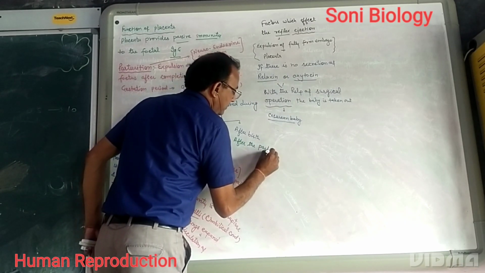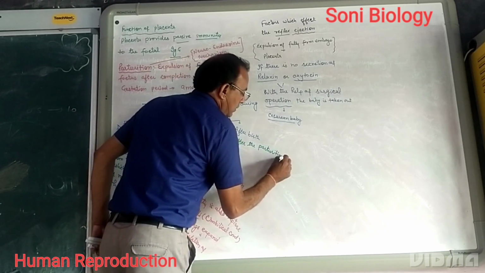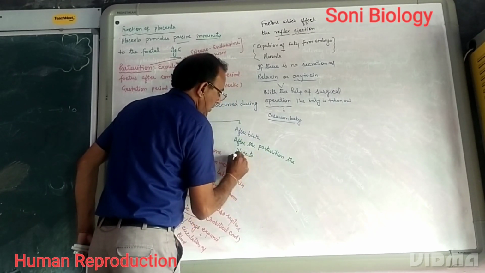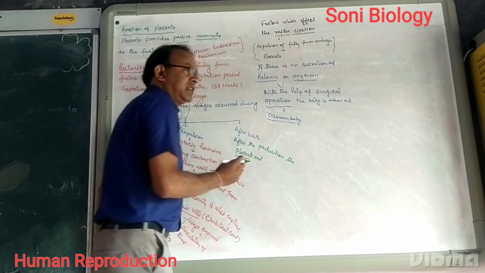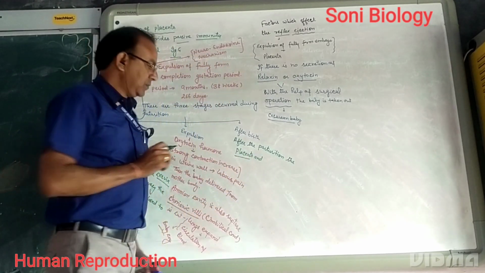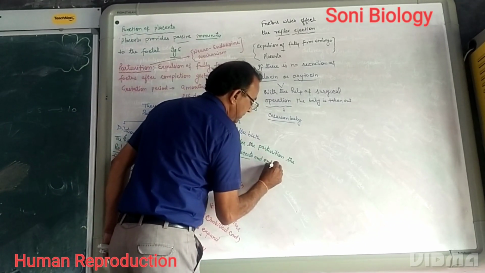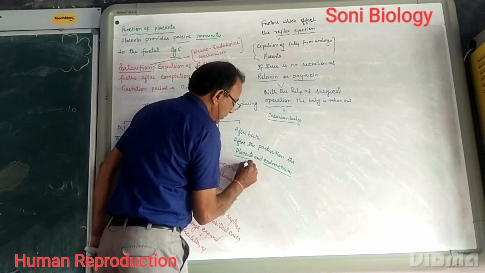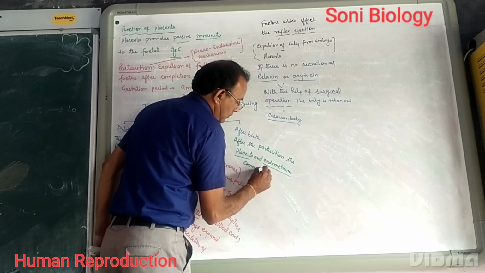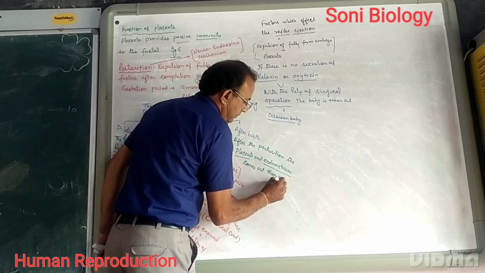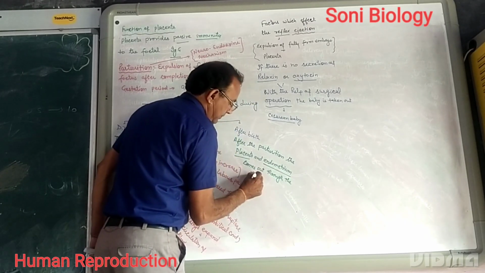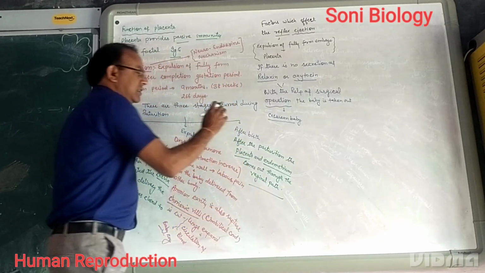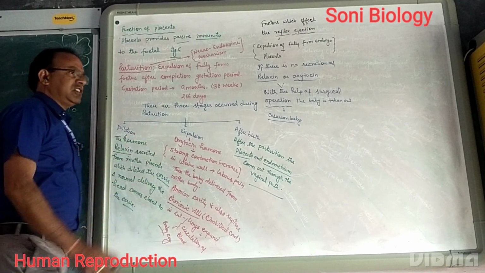After the parturition, the placenta and other parts, meaning the inner wall of the endometrium, placenta and endometrium, come out through the vaginal pathway. This is called afterbirth. So there are three stages that occur.